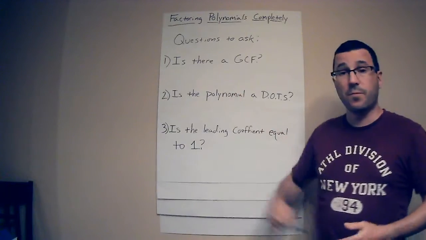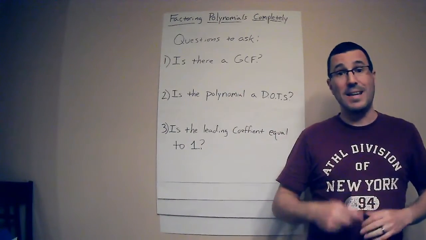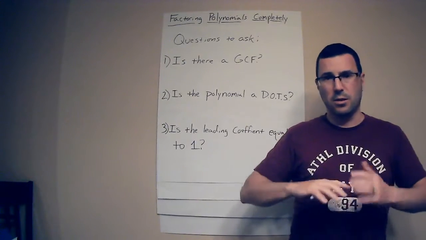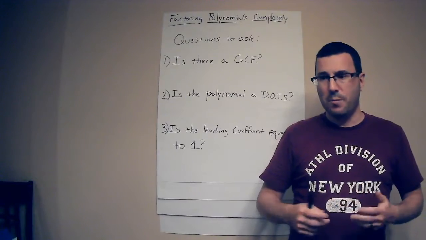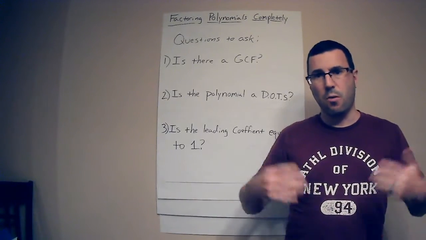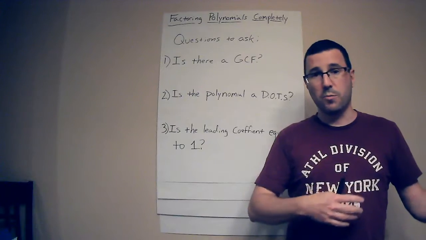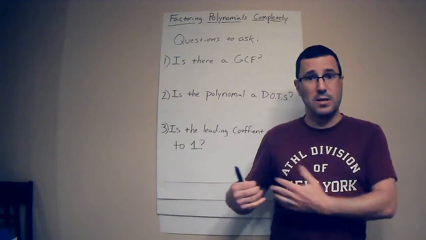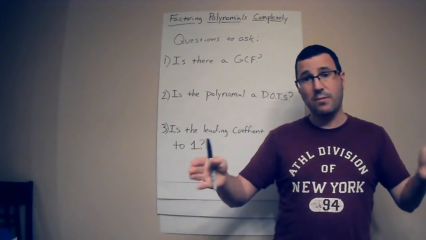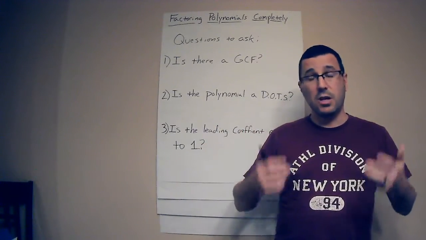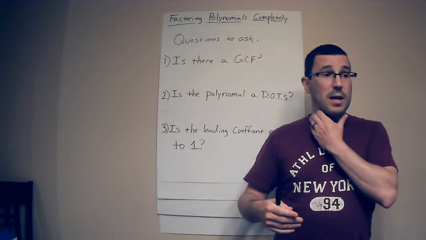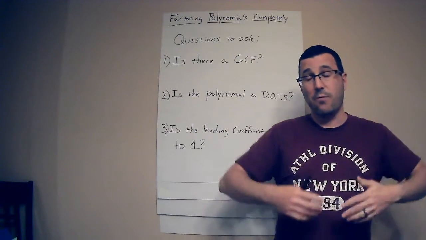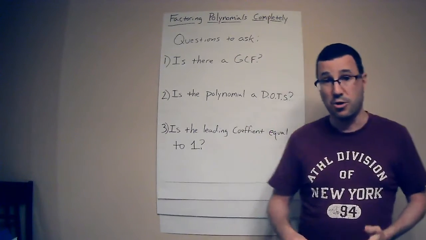The first one is, is there a GCF? Is there a greatest common factor? That's because that's the easiest one, that's like the lowest level factoring you could do. Basically, is there a number or a variable that all the terms within the polynomial have in common? And as long as you pull out that greatest common factor, what you have left over will make things easier. Like if you have to keep factoring, you can then ask the next question.